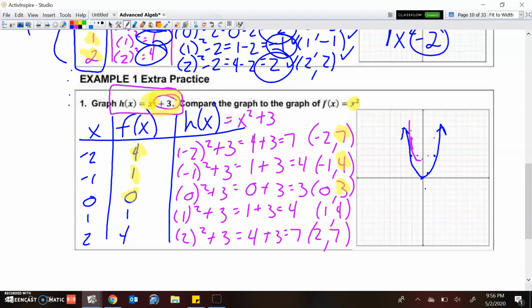Oop, overshot the point there. All right, so my graph, this time it was a +3.